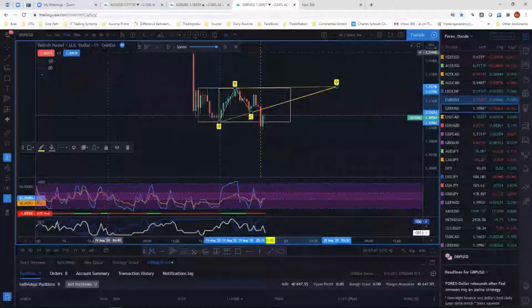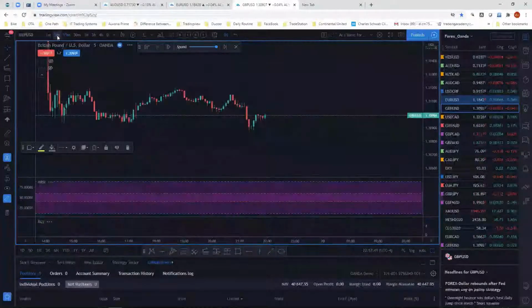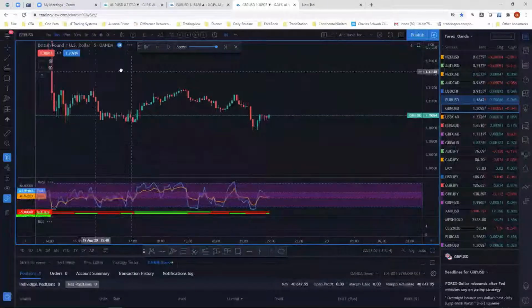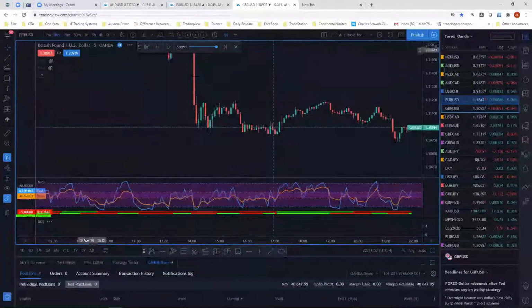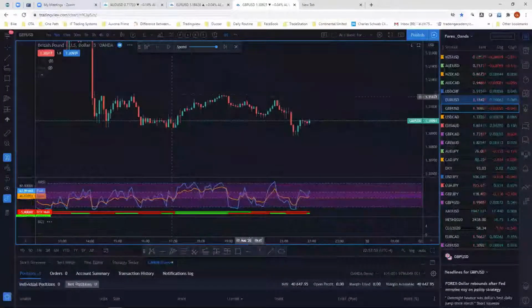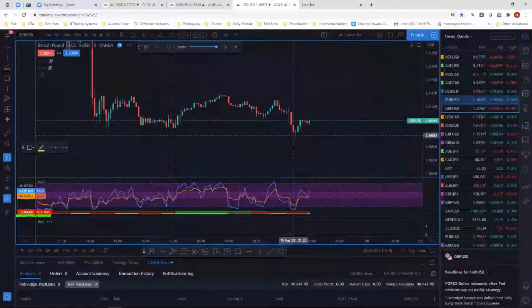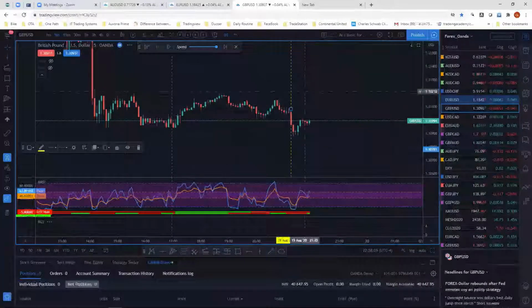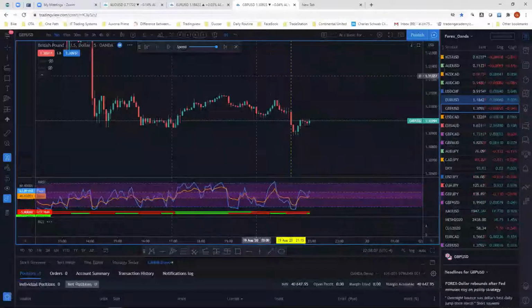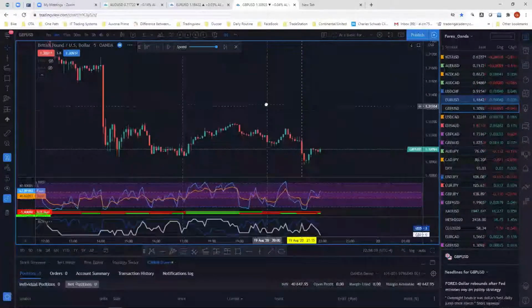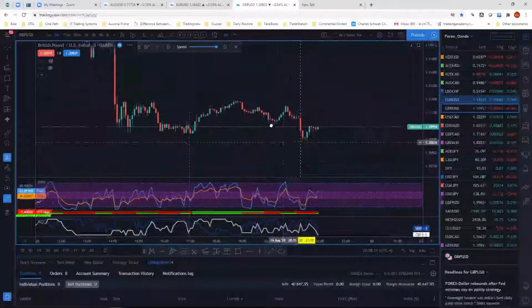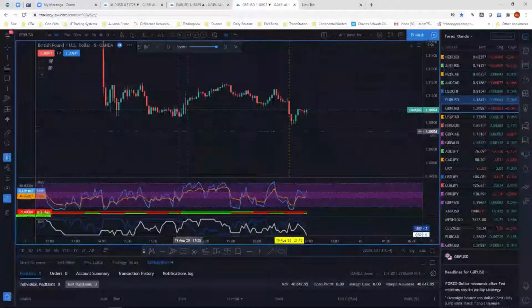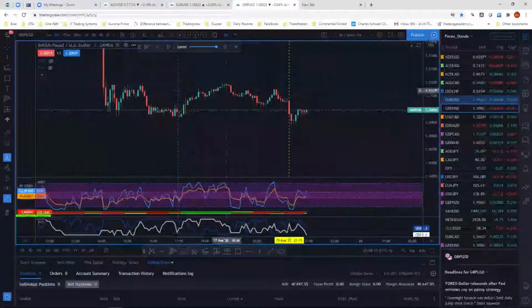Let me put this on a 5 minute chart here, if I can. I was afraid of that. I lost my lines here. Okay, let me just redraw it real quick. Yeah, it was 9:15. 9:15. Okay, and then we drew it from a low.